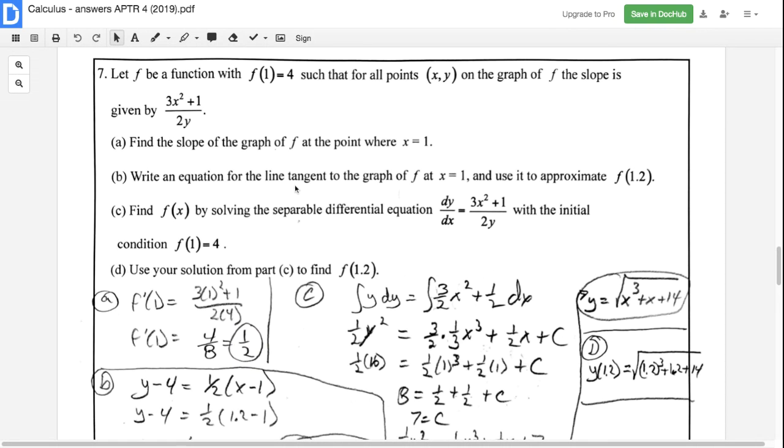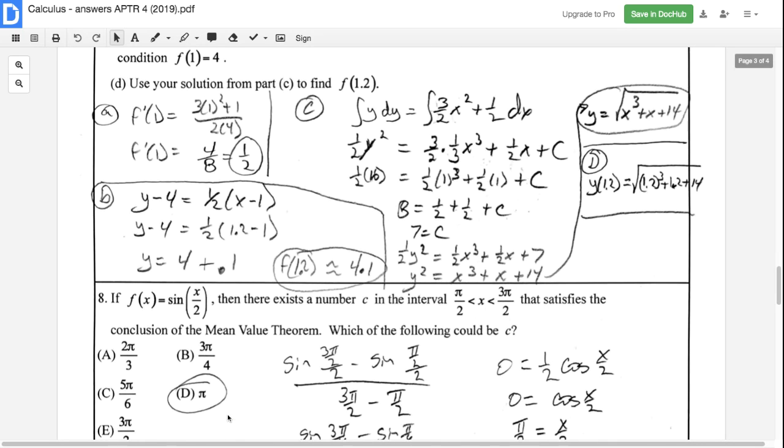Write an equation for the line tangent to the graph of f at x equals 1, then use it to approximate f of 1.2. Well, I've already got the slope from part A. I've got my point right there, so that's going to be y minus my y value equals my slope times x minus the x value. Now I approximate for 1.2, so I plug in 1.2.